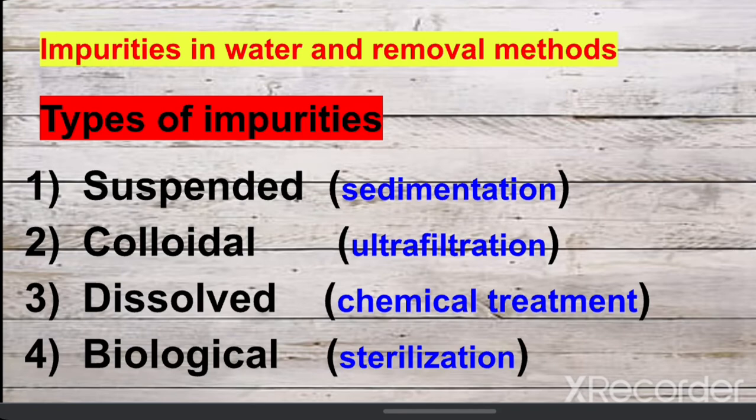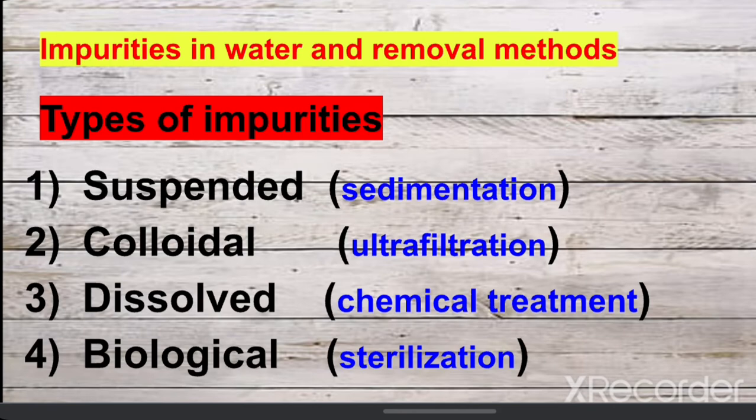Second is colloidal. What is colloidal? The size of a colloidal particle in water is 10 to 1000 angstrom, or 10 raised to minus 7 to 10 raised to minus 5 centimeter. Finely divided organic or inorganic matter of colloidal size makes water turbid. The removal method for colloidal impurities is ultrafiltration.